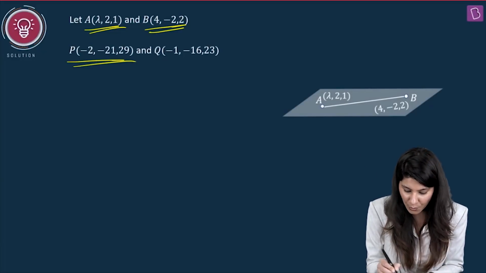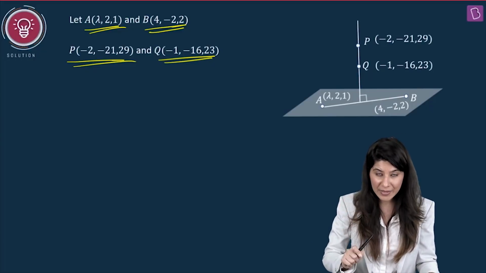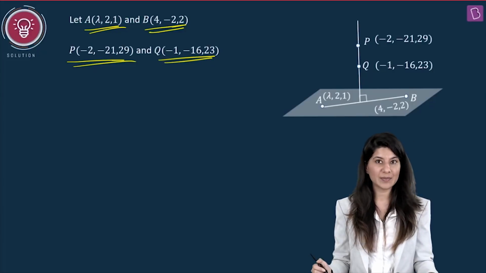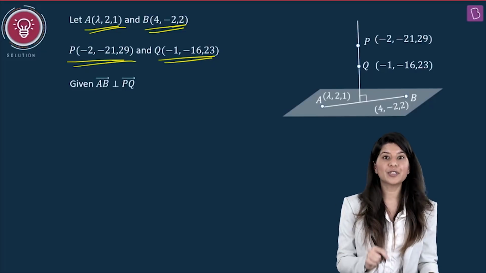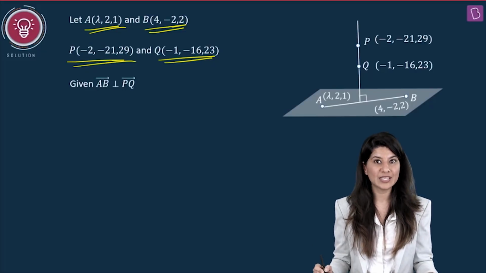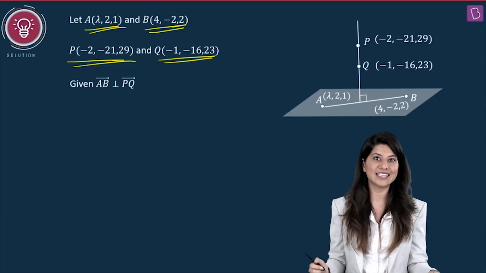And we have 2 points P and Q such that the line joining PQ is perpendicular to the plane, hence perpendicular to AB. And here we have AB perpendicular to PQ. Dot product of these two would be what? Equal to 0. Hence we get the value of lambda and the value of the expression asked in the question.